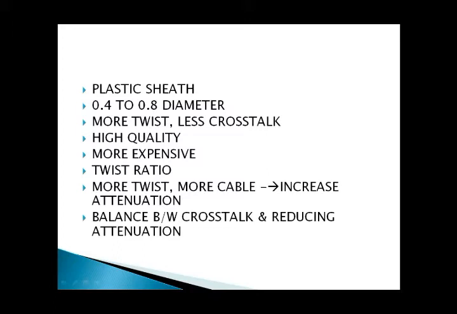More twists needed more cable, which may increase attenuation. Attenuation is reduction in strength of cable. Balance is needed between minimizing the crosstalk and reducing the attenuation. So, these were some of the characteristics of a twisted pair cable.